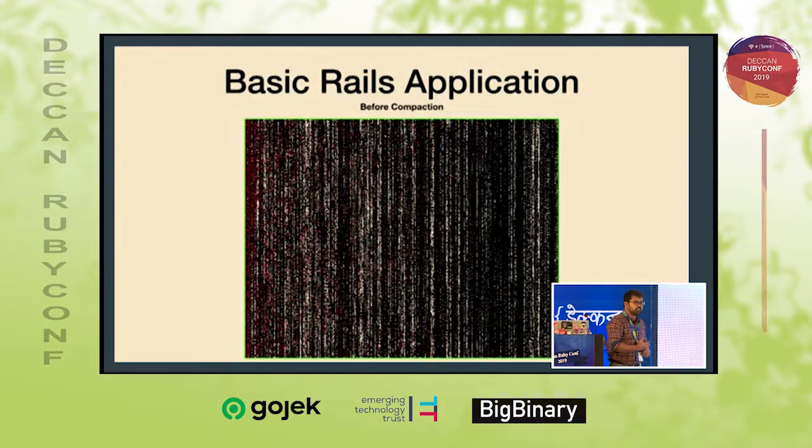This is one of the screenshots I took from Aaron's talk, and he's currently working on compaction. This is a basic Rails application, and as you can see, even in a Rails application there are multiple slots, and these slots are inside pages, okay? Whenever garbage collection happens and some of the slots are cleared, unless the entire page is clear, you cannot give that page back to the operating system.